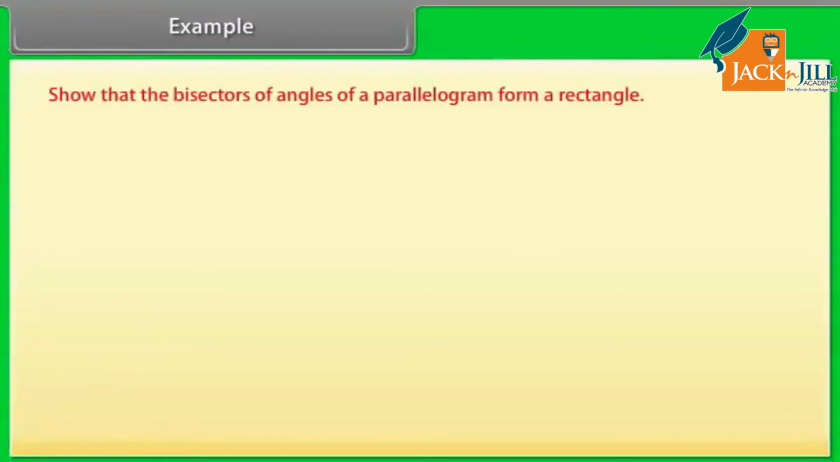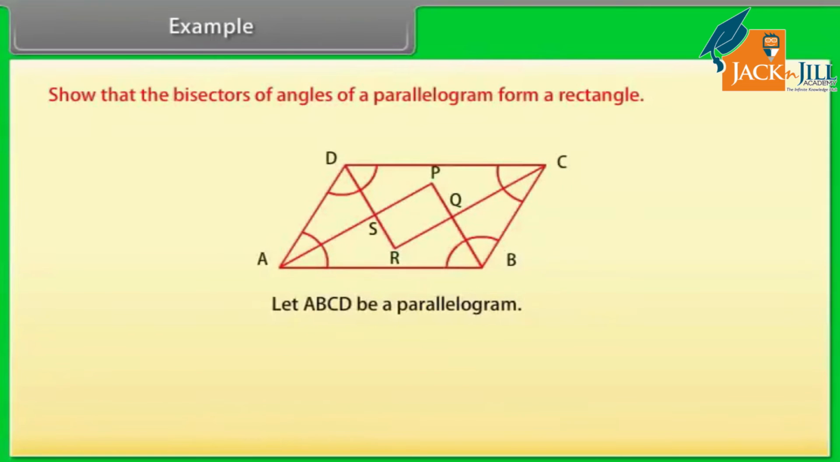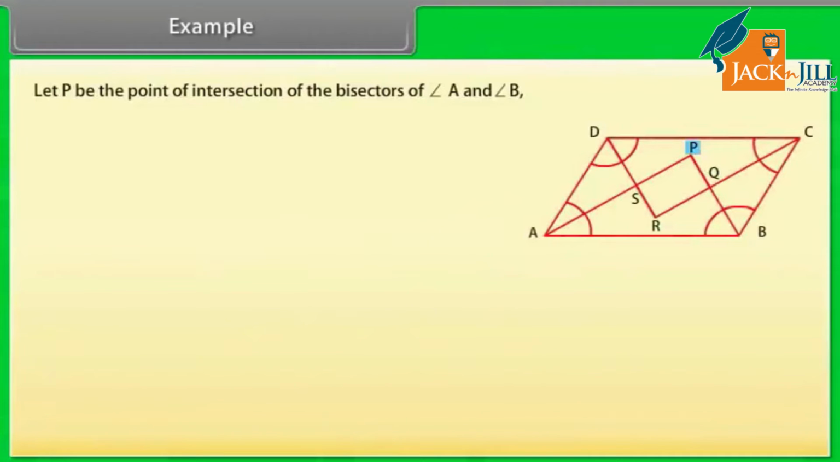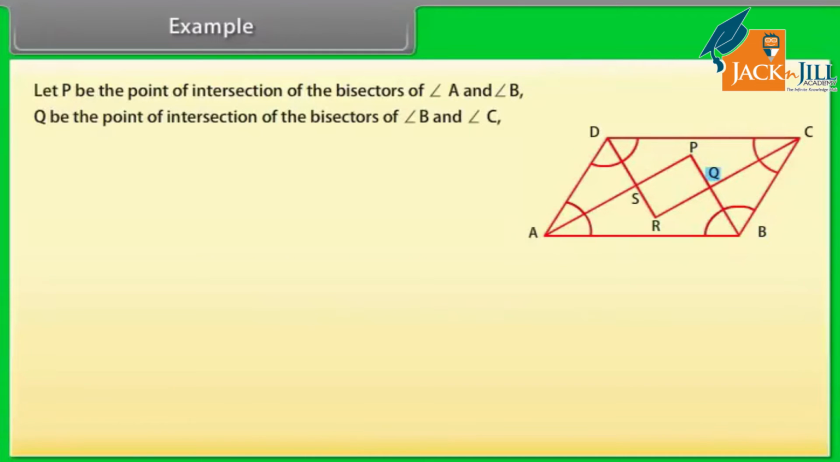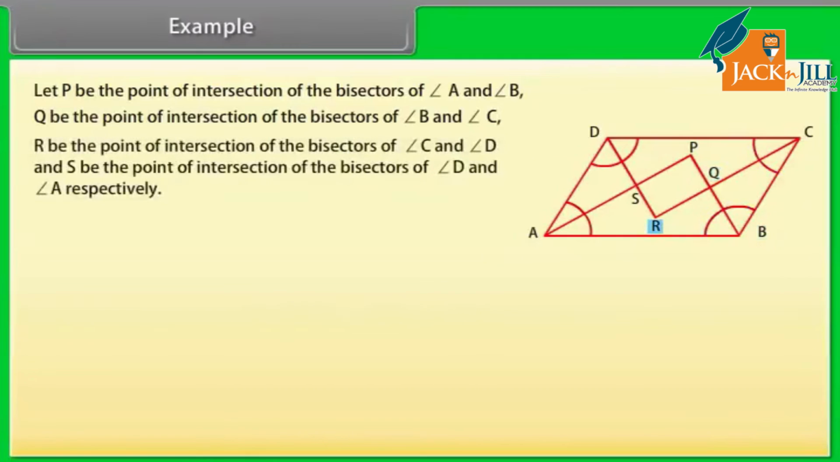Example. Let us now solve one problem. Show that the bisectors of angles of a parallelogram form a rectangle. Let ABCD be a parallelogram. Let P be the point of intersection of the bisectors of angle A and angle B. Q be the point of intersection of the bisectors of angle B and angle C. R be the point of intersection of the bisectors of angle C and angle D, and S be the point of intersection of the bisectors of angle D and angle A respectively.